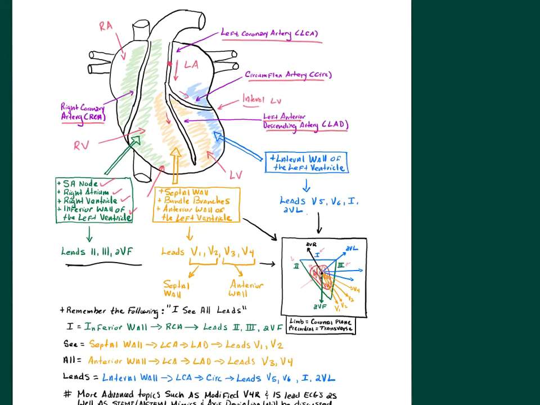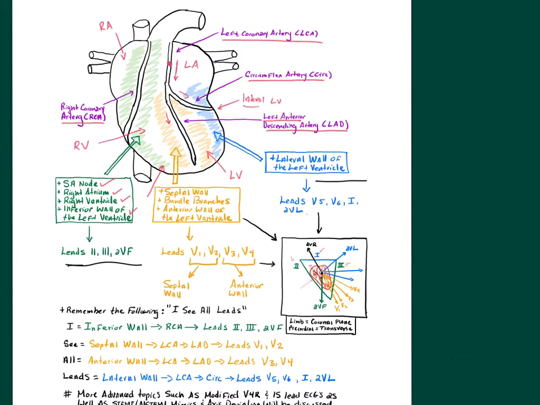The leads that primarily look at the anterior septal part of the heart are your first 4 precordial leads, V1 through V4. And then the leads that primarily look at the left side of the heart are your lateral leads, V5 and V6, so the last 2 precordial leads, and then 1 and augmented vector left. And those are, of course, in blue. And so I've color-coded all that to the heart, okay?